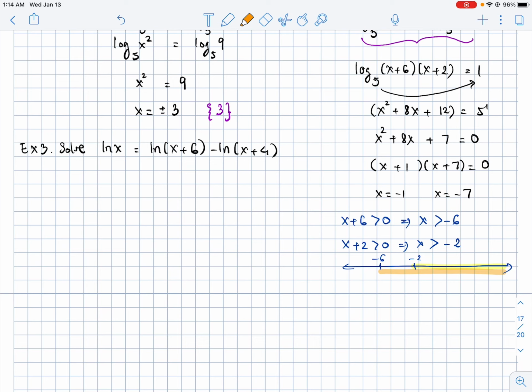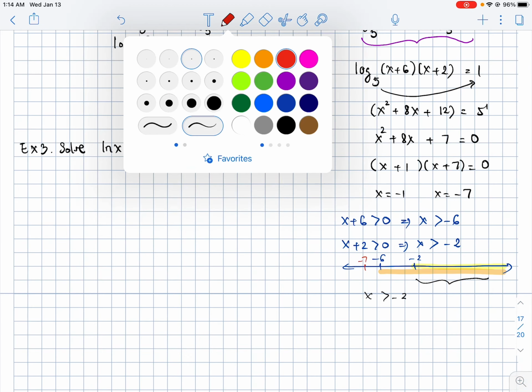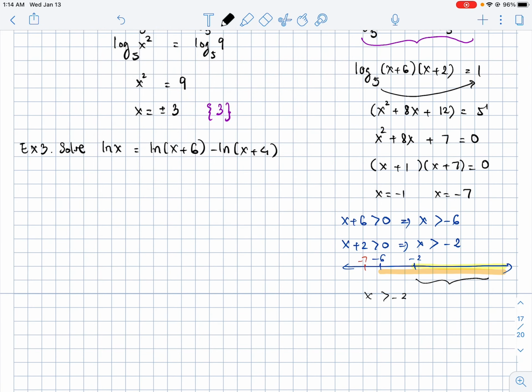To find the interval that satisfies both conditions, we will look at the common one, the interval that satisfies both. So the interval is x greater than negative 2. In our answer, negative 7 is outside. Negative 7 is right here, outside the interval. So we only take x equals negative 1.